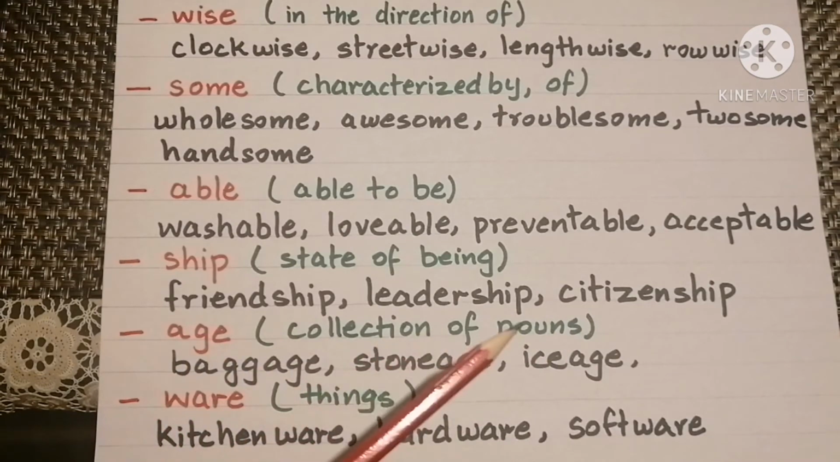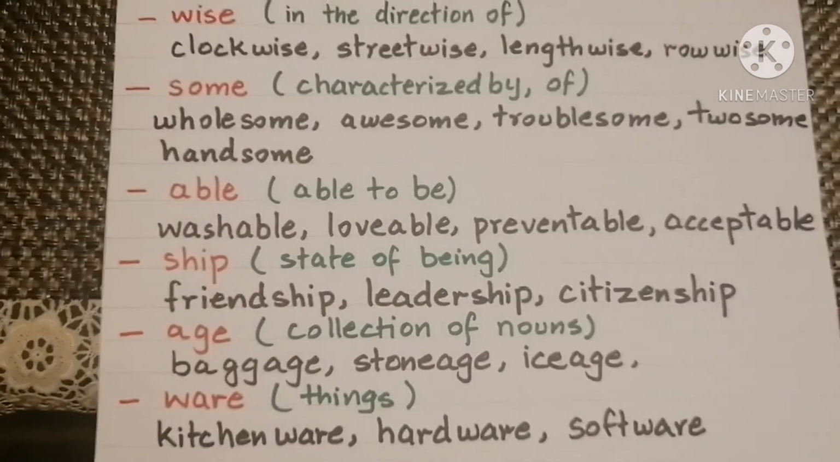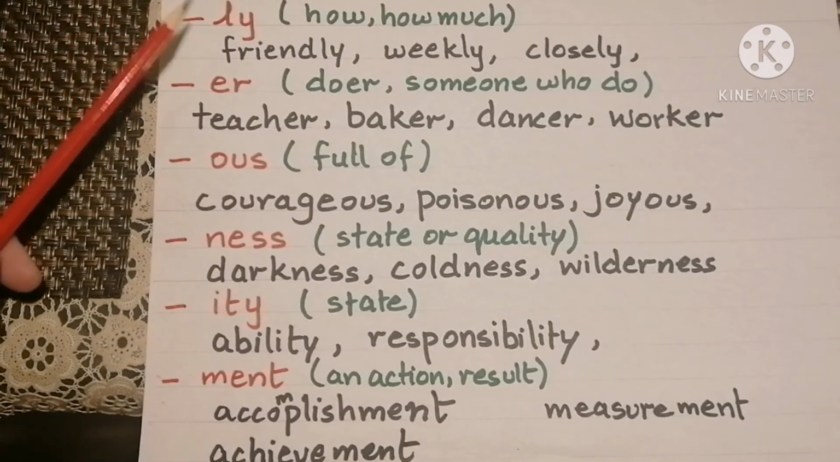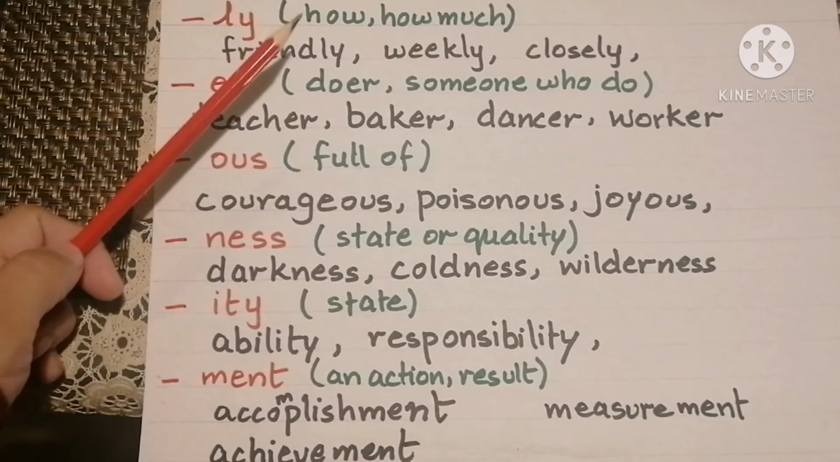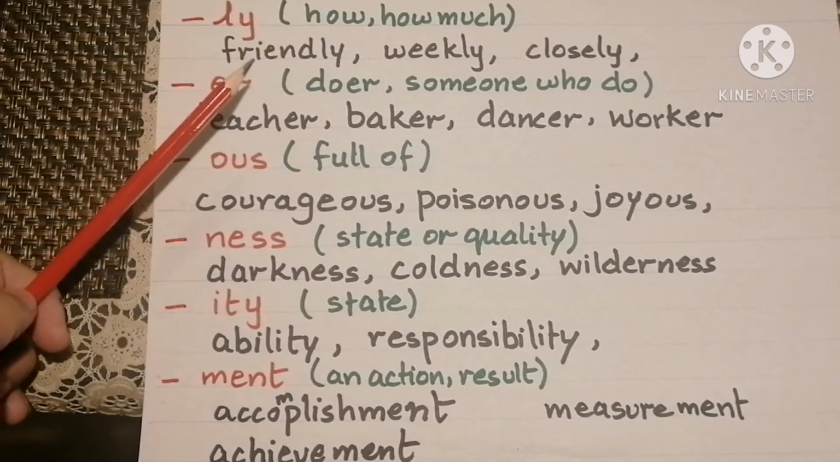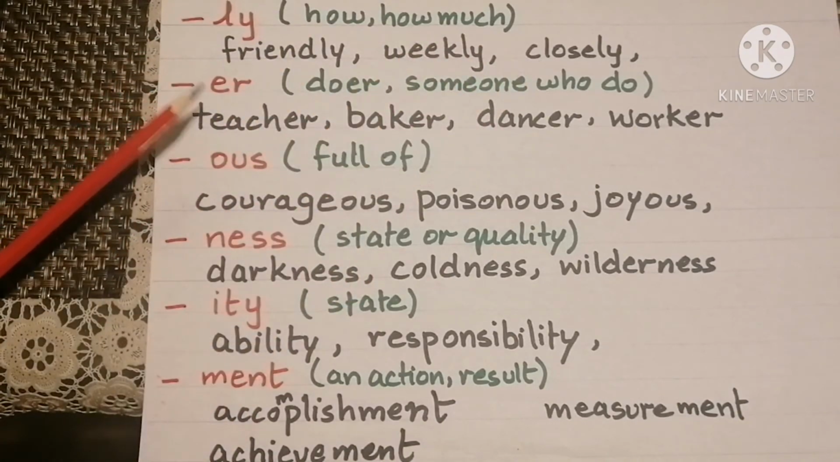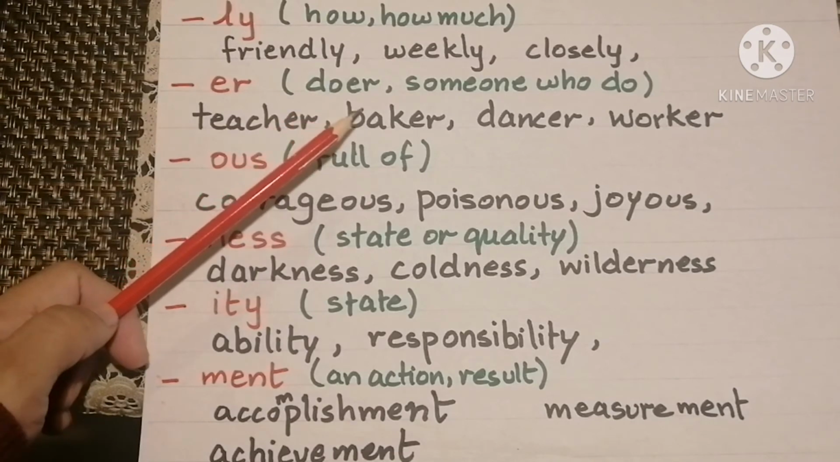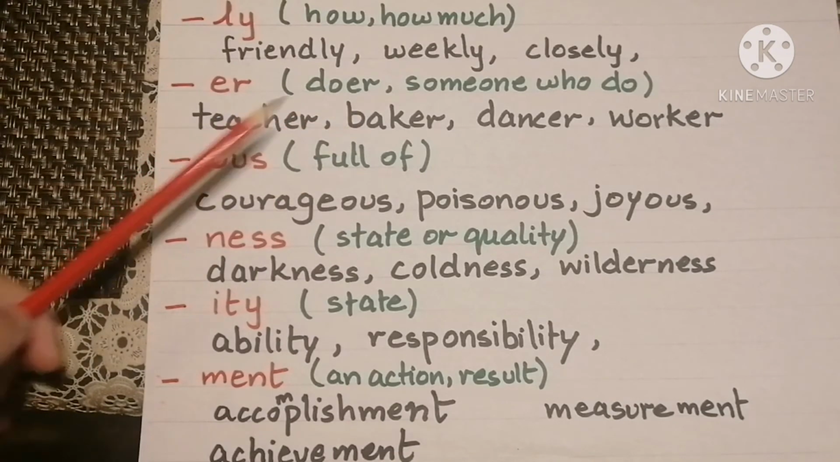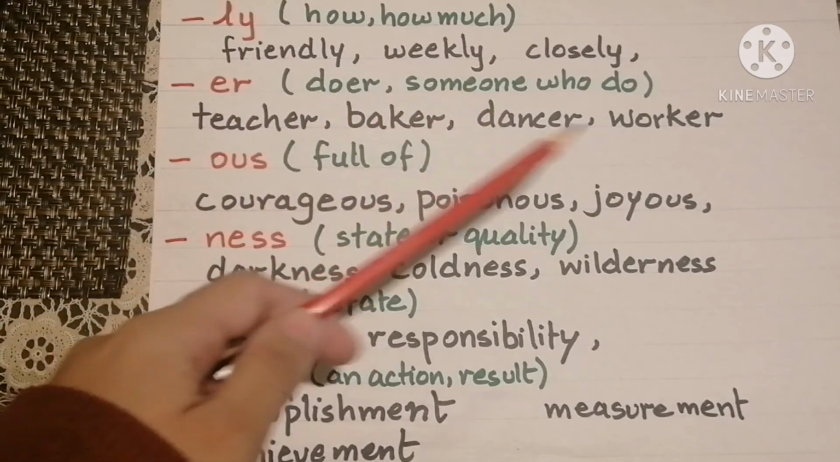Age, collection of nouns: baggage, stone age, ice age. Ware, things: kitchenware, hardware, software. The suffix ly shows how or how much: friendly, weekly, closely. Er, doer or someone who does: teacher, baker, dancer, worker.